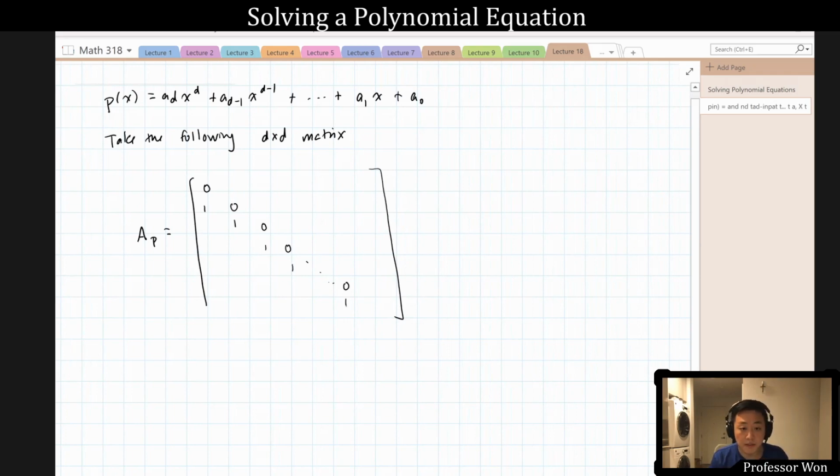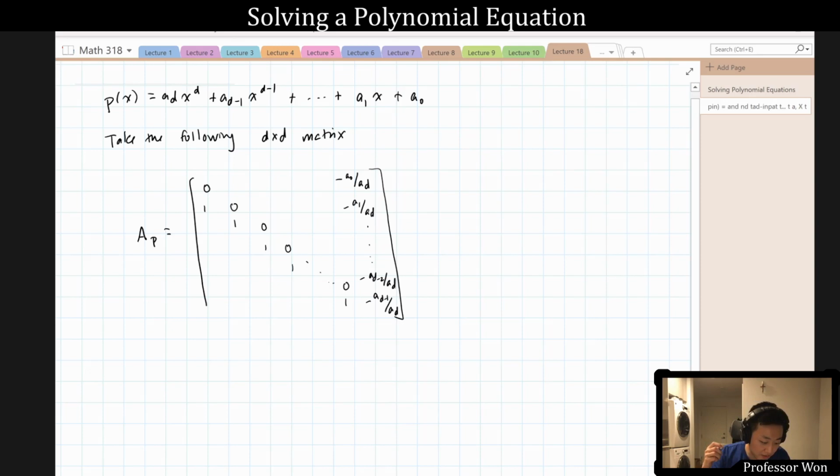Okay, so the ones are one step below the diagonal. And then in the last column, you put the following thing. You put negative a0 over ad, negative a1 over ad, dot, dot, dot, down to negative ad minus 1 over ad, and then negative ad minus 2 over ad.